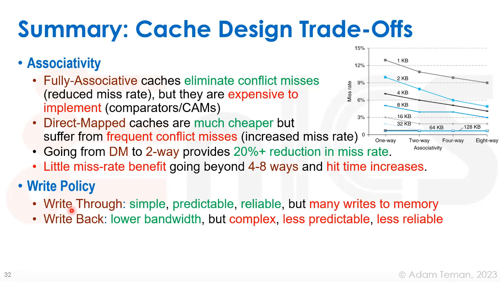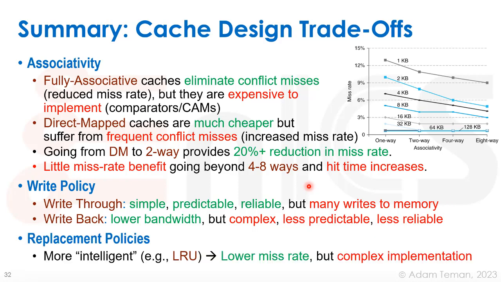Write policy is another thing, of course. Write-through is really simple. It's predictable. We know exactly how long it's going to take to do a write each time. And it's reliable because it's not that complex to implement. But it means that we're going to write to memory all the time, and that's not good for many things, such as power. Write-back, on the other hand, has much lower bandwidth. We only do one write to each cache line, which is when we clean that line out of the cache. But it's really complex to implement, and that makes it less reliable because we can easily make mistakes there, especially when we have coherence between different caches. And it's much less predictable, of course.